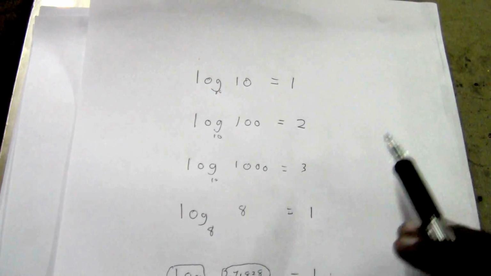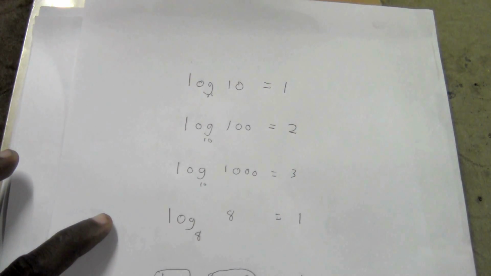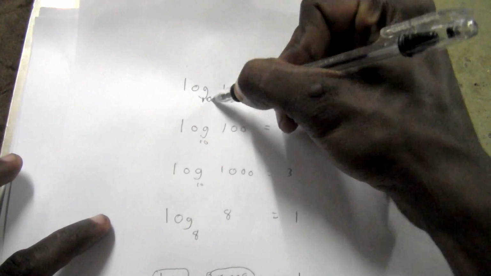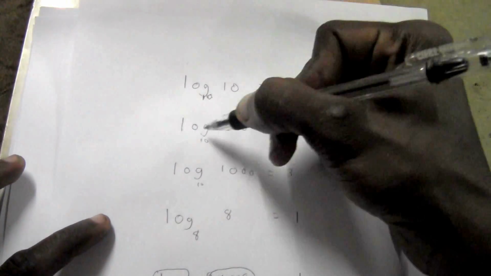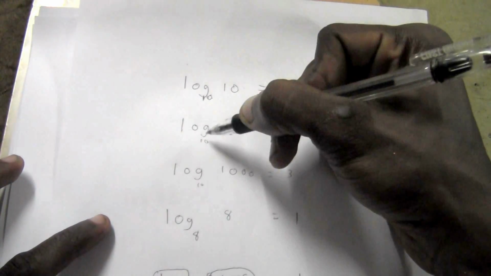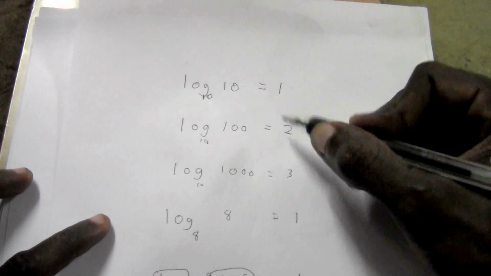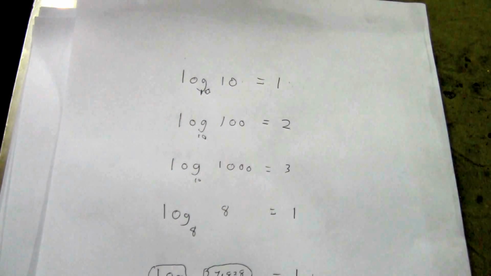Okay, so if you type in your calculator log 10, you should get 1, because the calculator inherently uses base 10. So you're asking the calculator 10 to which power gives 10, which is 1. Log of 100 is 2 because you're asking 10 to what power gives 100. Therefore, log of 1000 is 3 because 10 cubed is 1000, and so on.